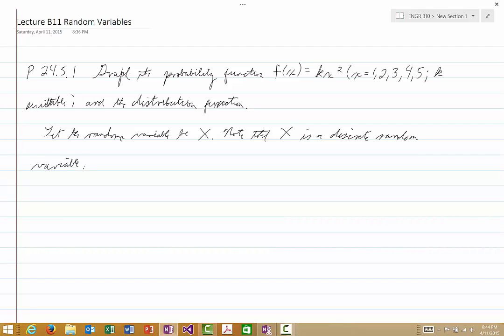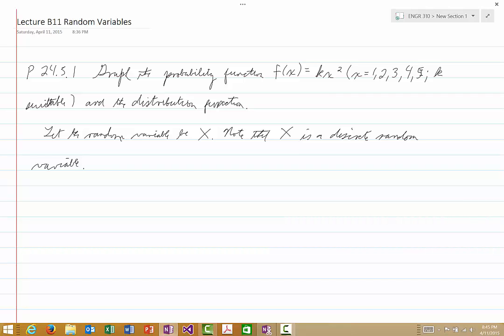Now, what does this mean? This means that the values that the random variable can assume are separated from each other. You see, the values that X can assume, there's only 5 values, 1, 2, 3, 4, and 5. The other kind of random variable that we will talk about is a continuous random variable, and a continuous random variable can assume values over a continuous range of values. But for a discrete random variable, there are only discrete values that the random variable can assume. And so that's the difference.